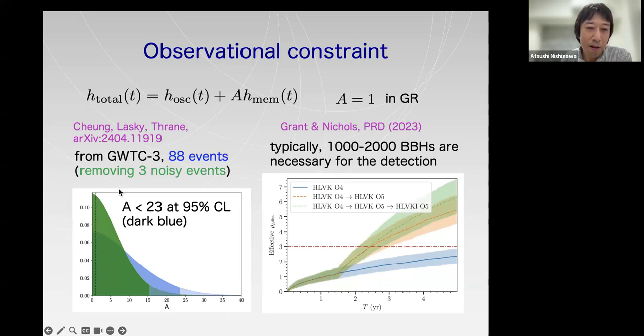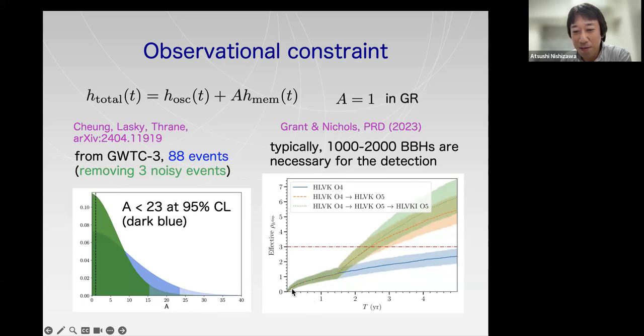But among these events, 3 events are very noisy, so they removed these 3 events. Then the constraint got stronger, and they found A is less than 15. Anyway, the constraint is still weak. But in the future, this effect can be detected. When we detect from 1,000 to 2,000 binary black holes, we can detect this effect.